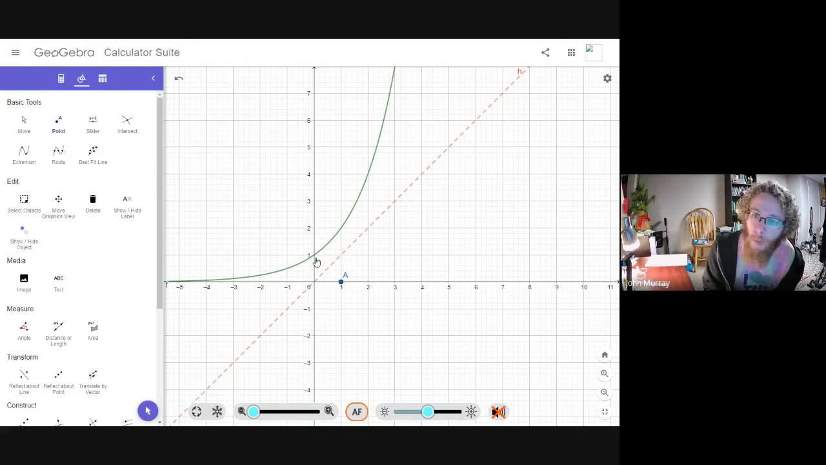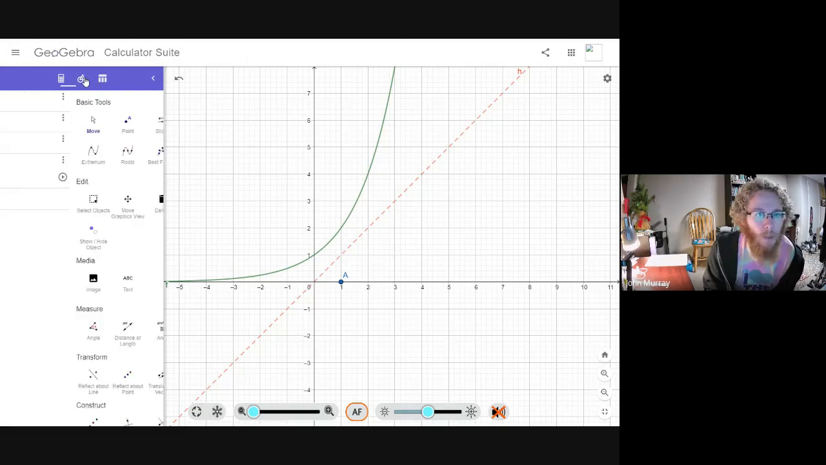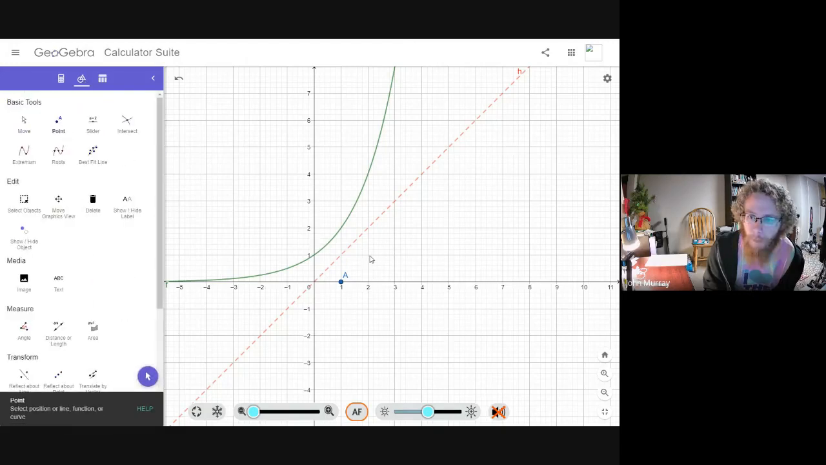Continuing up this way, we'll plot a few. So here I have the point (1, 2). If I plug in 1 into my function, I get 2. 2 to the first power is 2. So the inverse of that, (1, 2), is going to be (2, 1). All right, so my next point is going to be here.